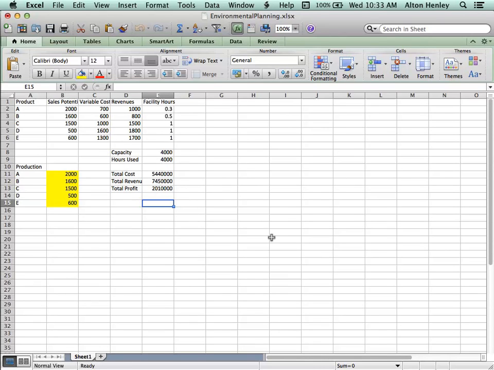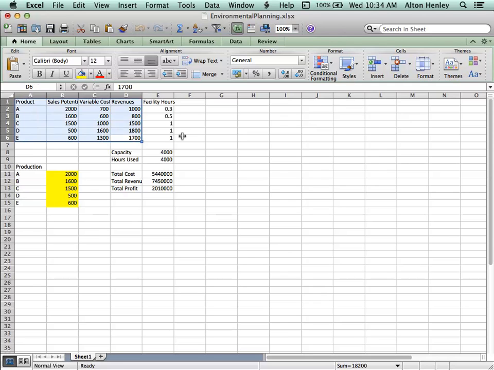Environmental planning. The data that we get for the case in environmental planning is this data right here. We have 5 products, each with their own sales potential, variable cost, and revenues. Now, as we move forward with the case, as we've seen in the other ones, the sales potential is the amount of the product that you can sell.